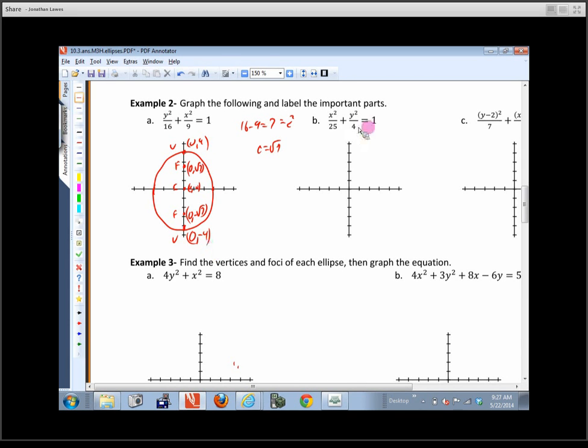Okay. Which way is the major axis going to run on this one, horizontal or vertical? Horizontal. It's going to be longer in the x direction than it is in the y direction. We're going to go 5 in each of the x directions and only 2 in the y direction. So we're going to have a really elongated, really squished ellipse.